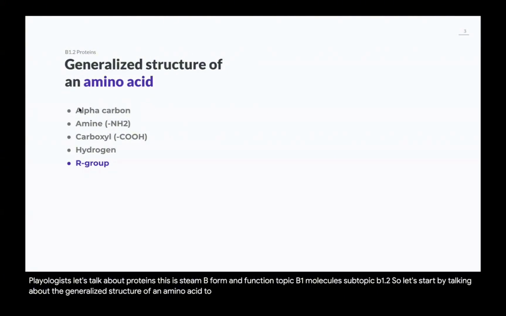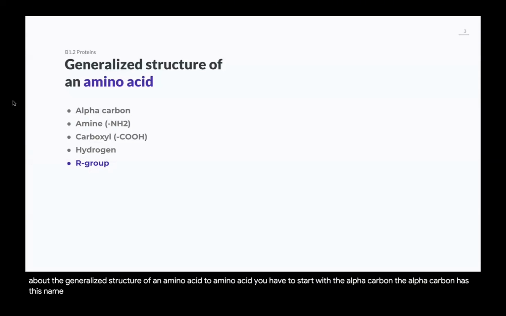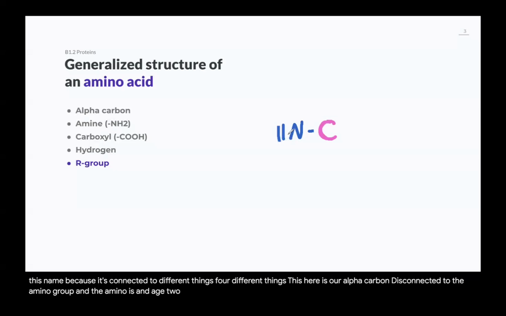To draw an amino acid, you have to start with the alpha carbon. The alpha carbon has this name because it's connected to 4 different things. So this here is our alpha carbon. It is connected to the amino group, and the amino is NH2. It is connected to the acid part of amino acid.